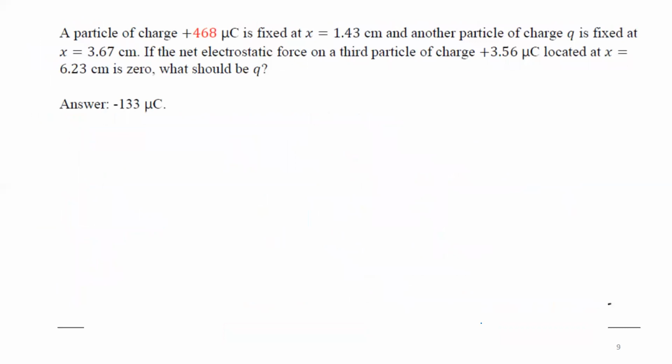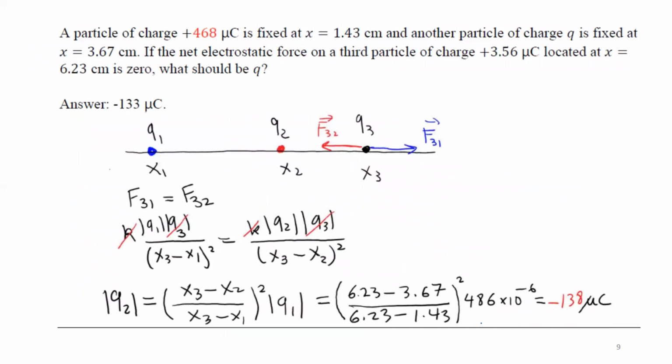So this problem also, you need to solve it. We can solve it, so let's read it. We have a particle of charge, this is positive, which is at this position. And then another particle of charge Q. I cannot give you the sign or the magnitude of the charge Q, so that would be the question. Fixed at this position here. So if the net electrostatic force on a third particle of charge located at this position is 0, what should be Q?